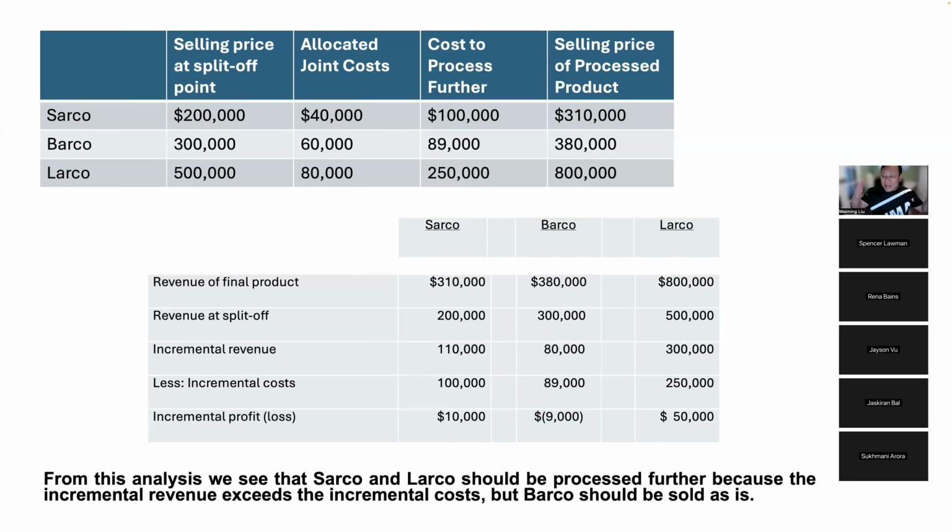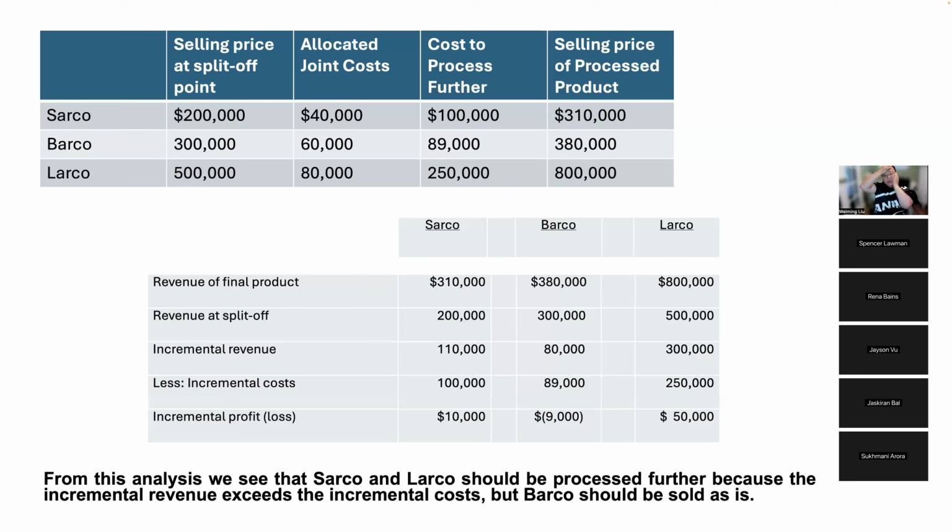Using exactly the same approach, we can figure out that for Barco, the incremental revenue is $9,000 below the incremental cost. Therefore, it's not worthwhile to further process Barco. For Larco, we know that the incremental revenue is 300,000. The incremental cost is 250,000. So there is a net profit of 50,000.